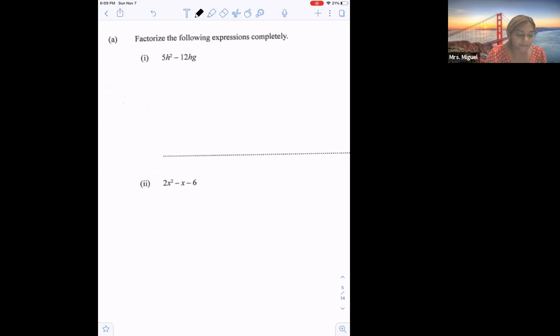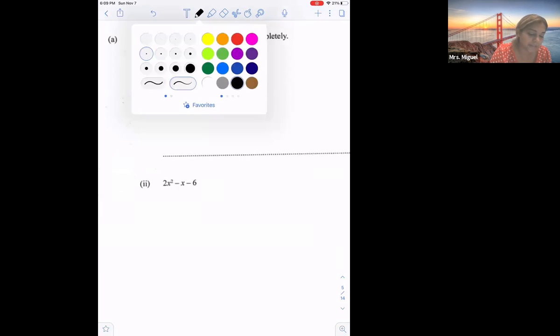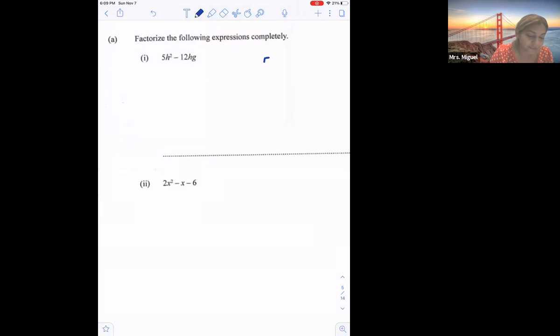Now, when you see a question like this, it means that you have to factorize using the common factor method. By observation, the first term contains h and the second term contains h. So h is the common factor. So you have to take each of the terms and write it as the product of factors. So 5h squared is 5 multiplied by h multiplied by h. 12hg is simply 12 multiplied by h multiplied by g. From observation, h is found in both terms. So h is the common factor.